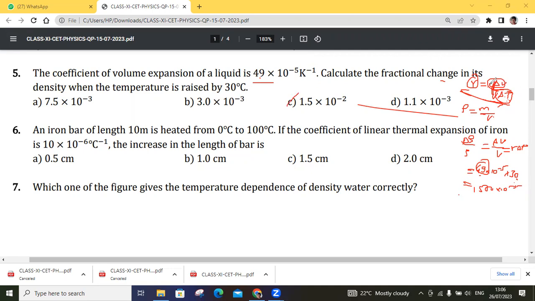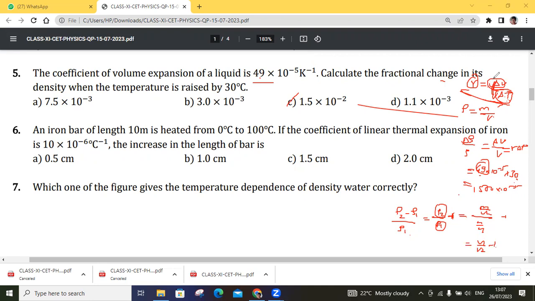Otherwise, what you would have done? Fractional change in volume density means rho 2 minus rho 1 by rho 1, which is rho 2 by rho 1 minus 1. Now density is equal to mass by volume. So here also mass by volume, here also mass by volume. Volume will not change if you raise temperature. So it will become m by v2 by m by v1 minus 1. It will become v1 by v2 minus 1.